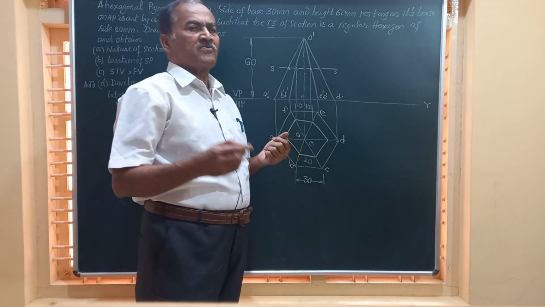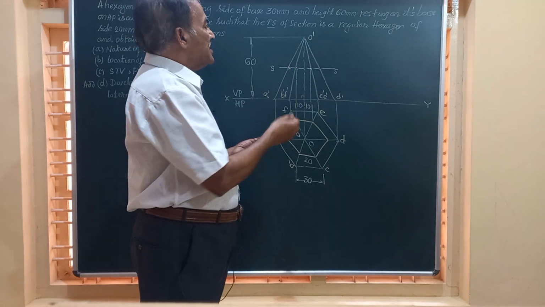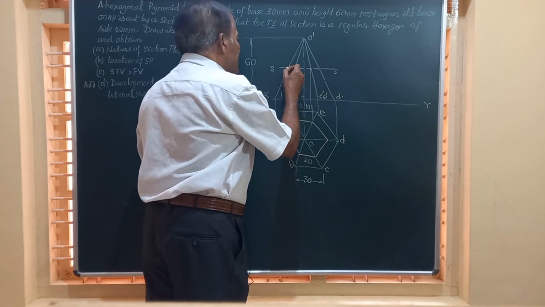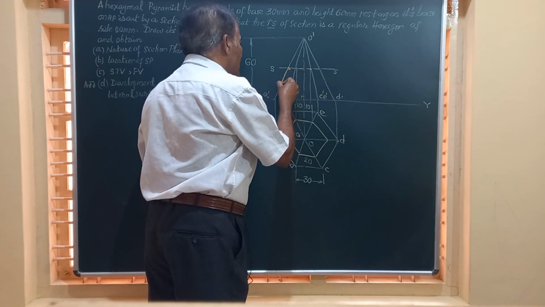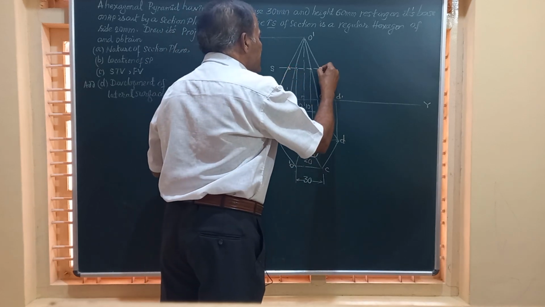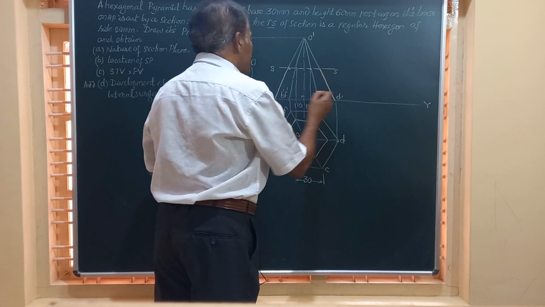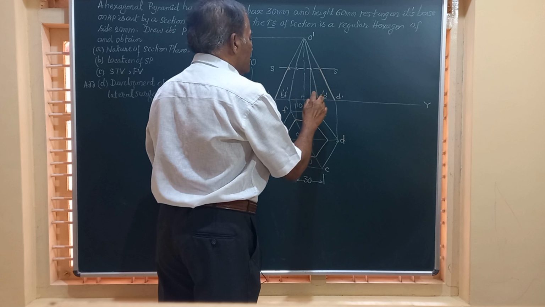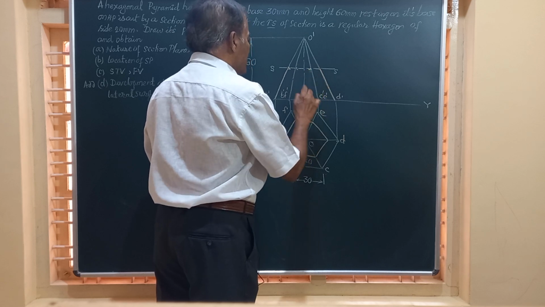Friends, after the solid is cut by the horizontal section plane, we have to darken, or show by dark line, the portion that is remaining after the object is cut. So it's better we can avoid this line also so that it looks better.